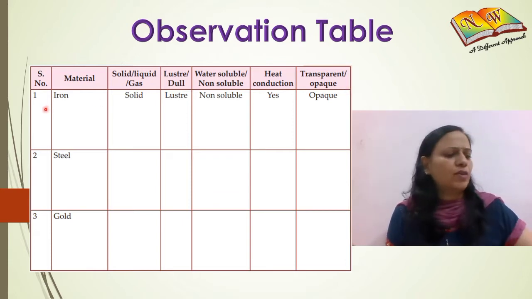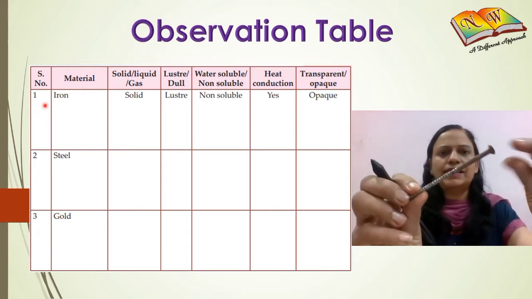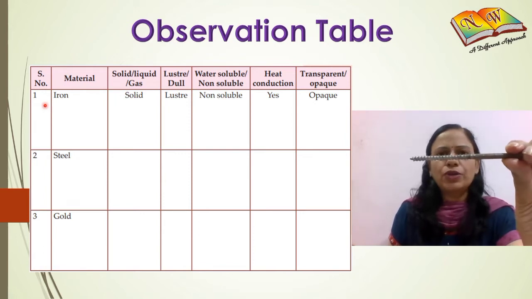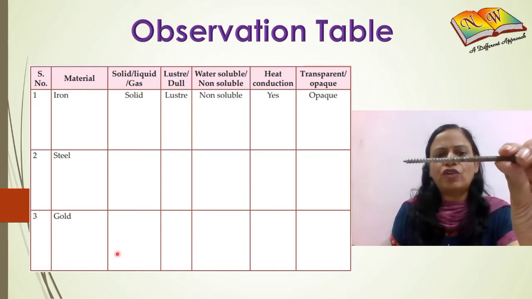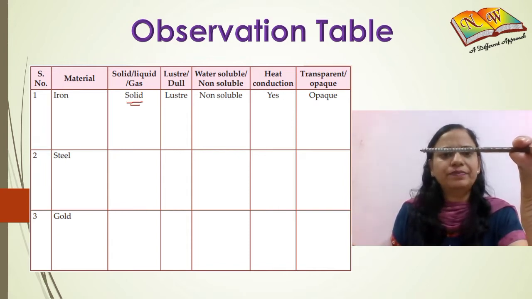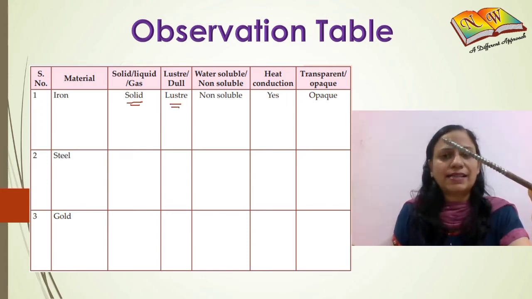So for an iron object, I have an iron nail with me. So this is a nail that is made of iron. You can have a closer look at this. Now what do you think? What is the physical state of this iron nail? Yes, it is solid as already given here. Then can you see the shine on the surface? Can you see that metallic shine on the surface? Yes, it is there. So that is why it is lustrous, or it has a luster.